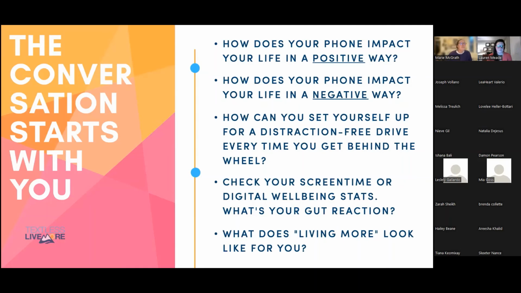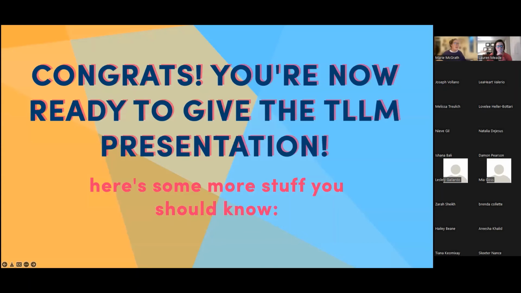And then, what does living more look like for you? If you're living more, what does that mean? For me, maybe it means I'm outside, I'm with my friends, I'm having a good time doing something in nature. Maybe we're having a picnic. Maybe for you, it means you're baking cookies with your mom, or swimming at the pool. Everyone's joy is different. So think about what it looks like for you and how you can build that into your life. Okay, so that's the end of the presentation.